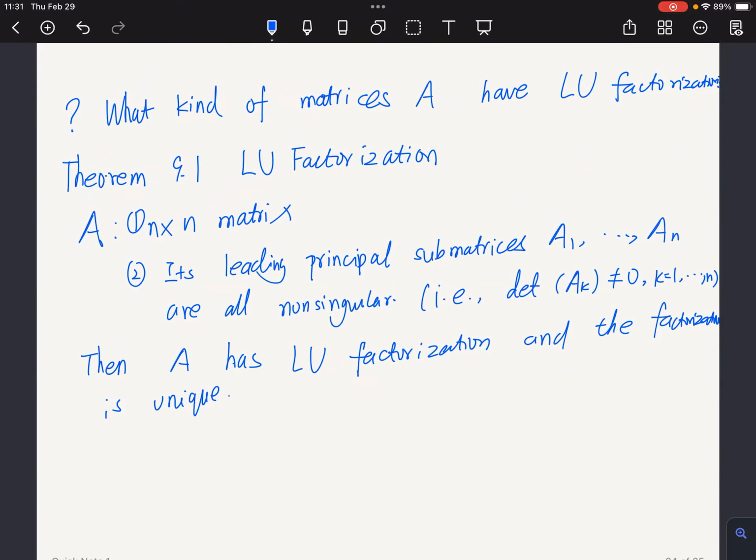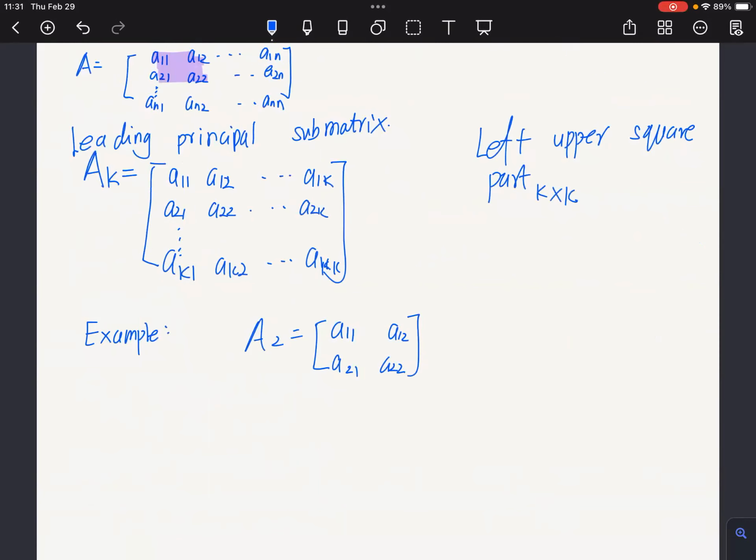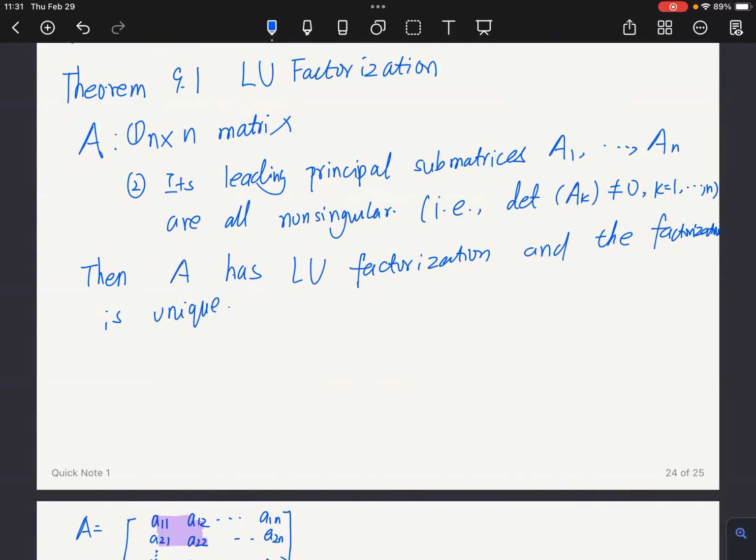Let's see. There's one corollary here. The corollary is based on this theorem. And then let's get to some concrete example here. One matrix we are familiar with is the symmetric positive definite. Does this kind of symmetric positive definite matrix satisfy this criterion here? The criterion 1 and 2.